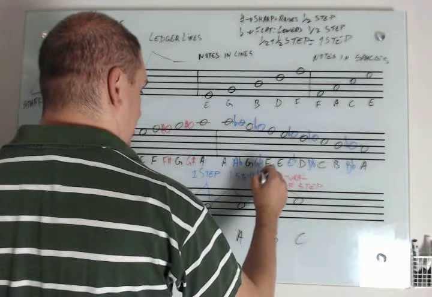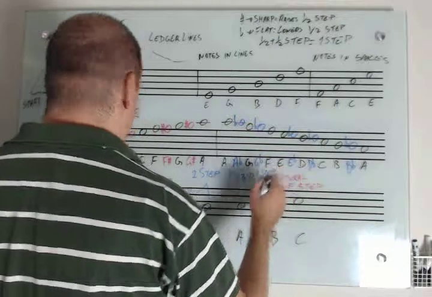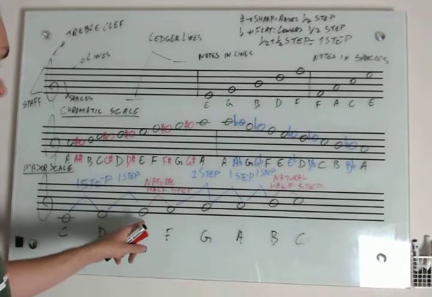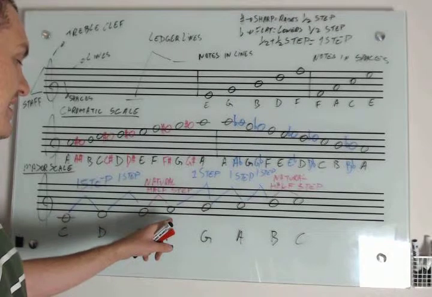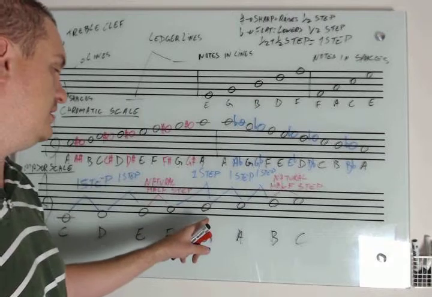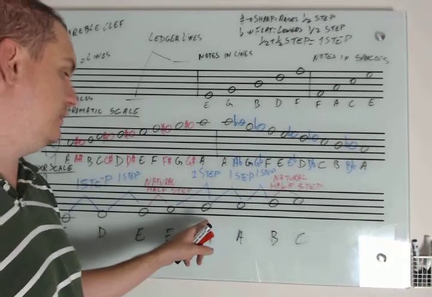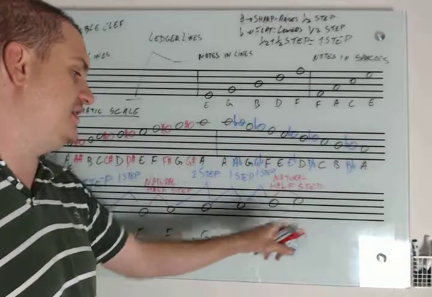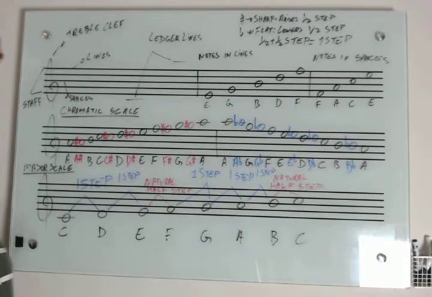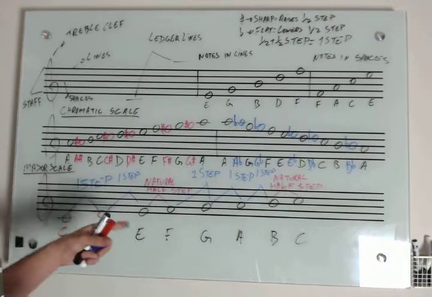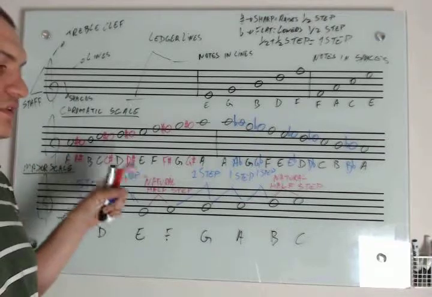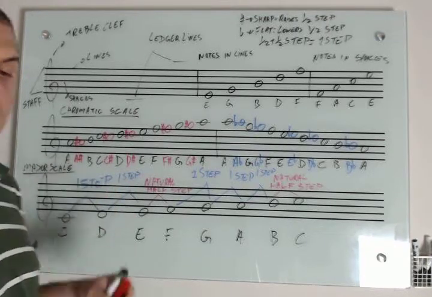So I'm gonna have from C to D one step, from D to E one step, E to F half step, F to G one step, G to A one step, A to B one step, and B to C a half step. And that formula for the major scale is going to work in any key. Now I'm going to show you how we're going to study that on guitar on the next video.